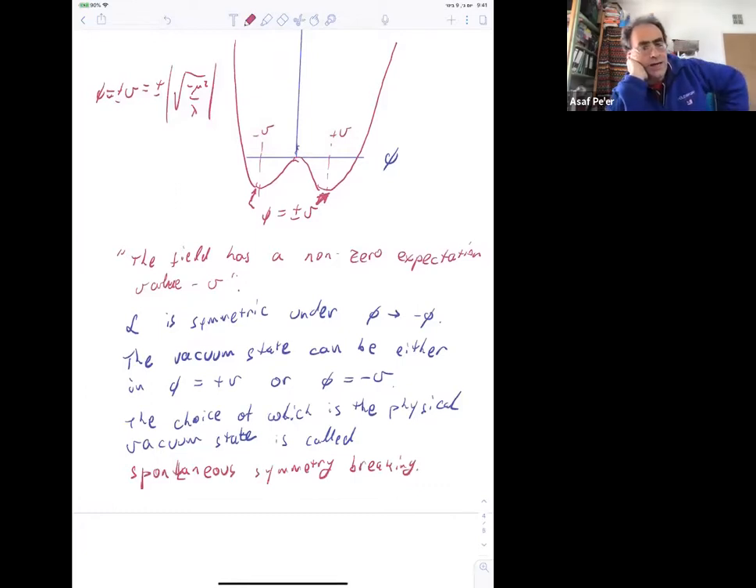So the analog example is if you think of a ferromagnet that is cooled below the Curie temperature, right? Above the Curie temperature, the spins are random. But if you go below the Curie temperature, the spins are going to align in the same direction, right? But you don't know in advance which direction it's going to be.